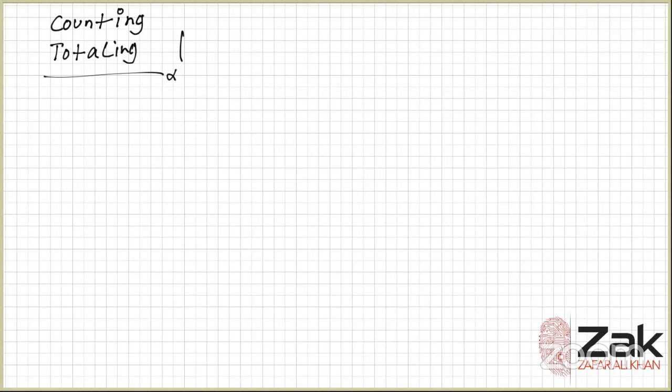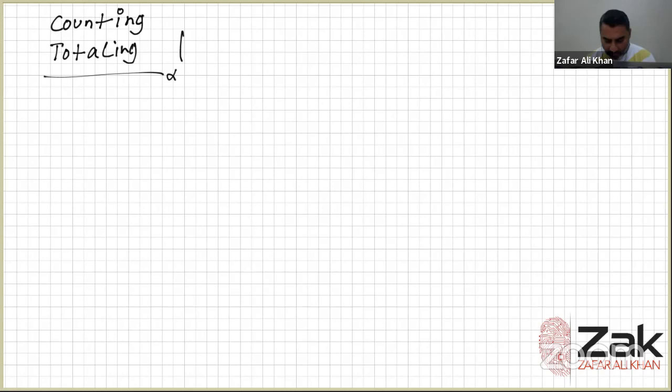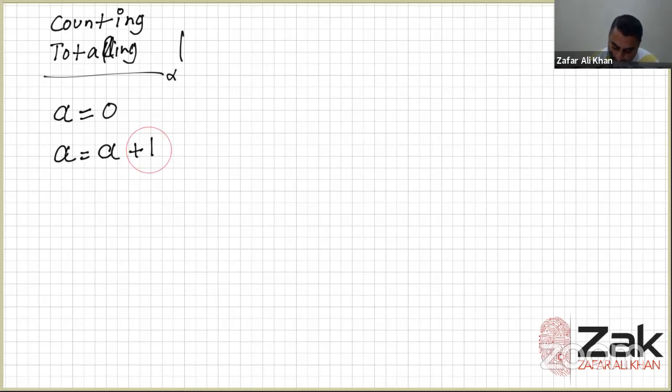The second thing is, you need to know that whenever we have a variable, let's say a is equal to 0, and if we want to count in a, we have to make it a is equal to a plus 1. This plus 1 shows that it is a counting statement.